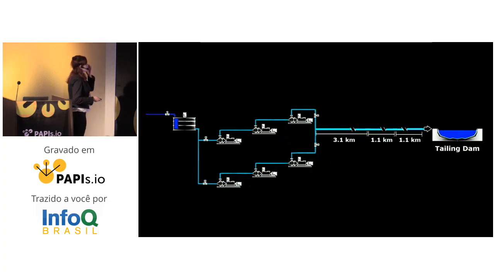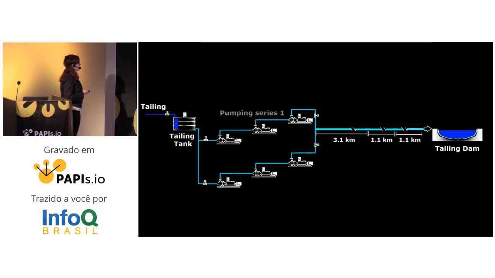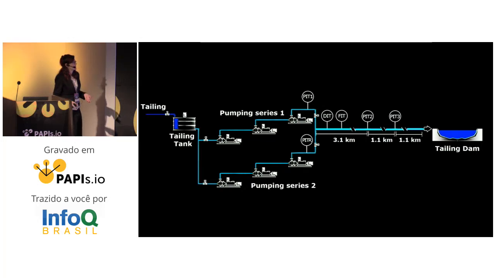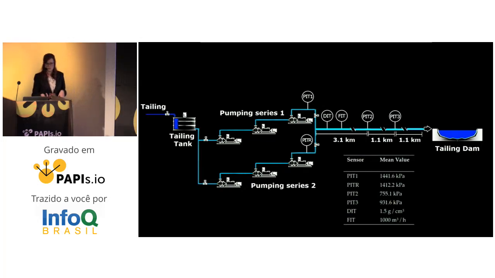So here's a schematic of the pipeline. Actually, the pipeline starts here and ends here. So we have a tailing, the tailing tank. We have two pump stations, the pump in series 1 and pump in series 2. And at the beginning of the pipeline, we have pressure sensors. Also, we have a density sensor and a flow sensor. Along the pipeline, we have two more pressure sensors. So the system basically works as detection of leakage between 2 points of measurements.